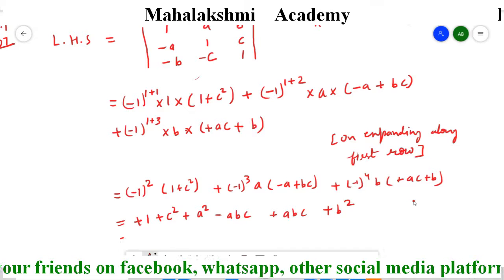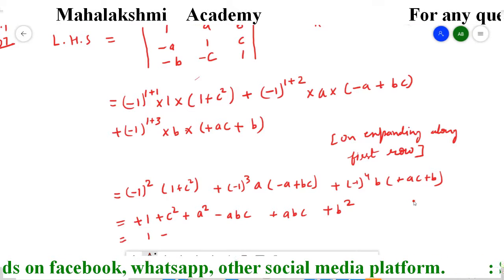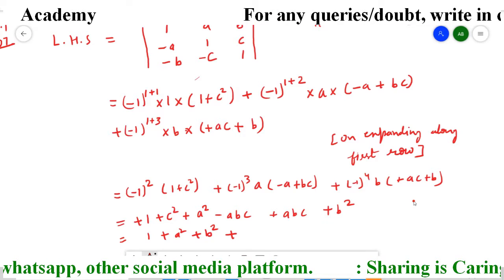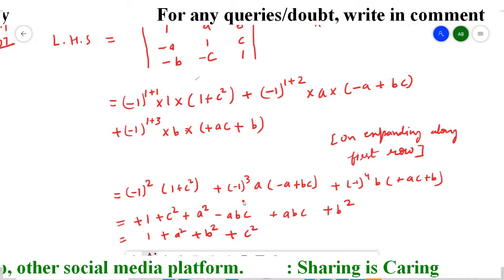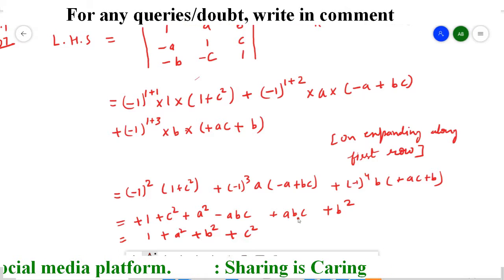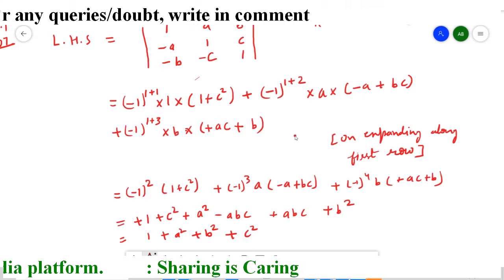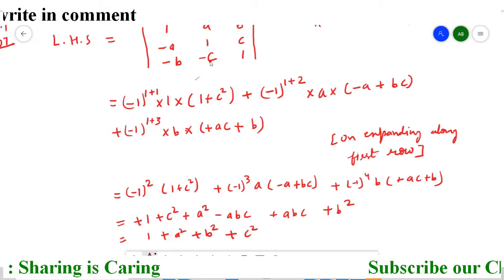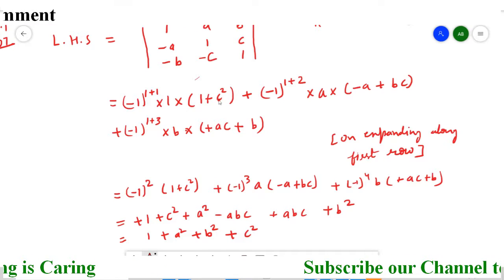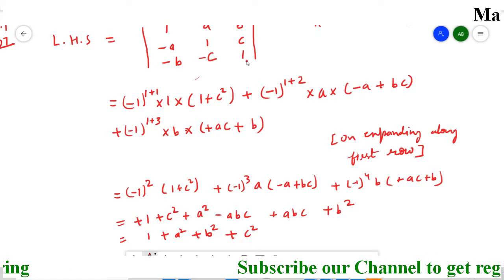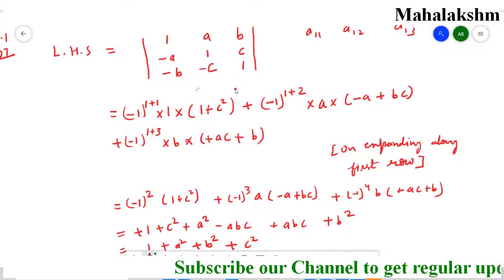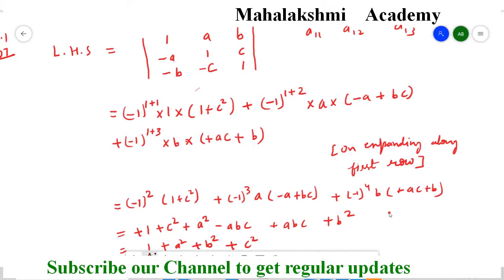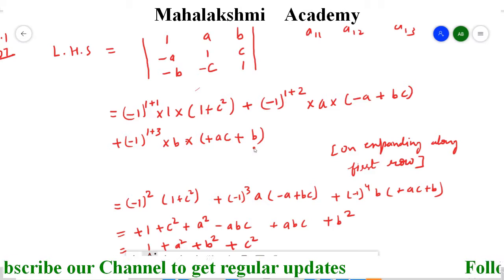Now after this you will get here 1 plus a square plus b square plus c square, because this abc and abc got cancelled. So students, don't get confused here. Actually by mistake I wrote here positive c, that's why initially the answer did not match, but after we made the correction with this minus c, we obtained this answer. Now you will just try by yourself again, you will get it surely.